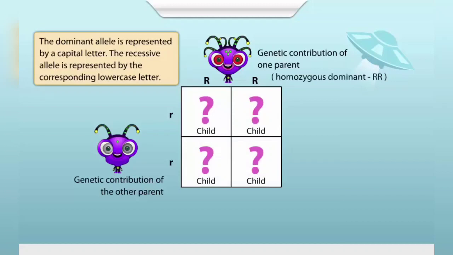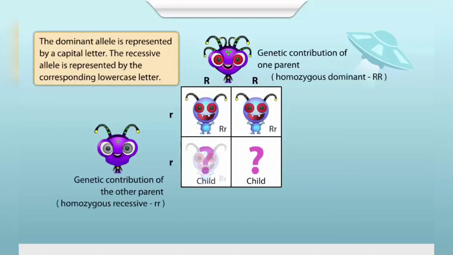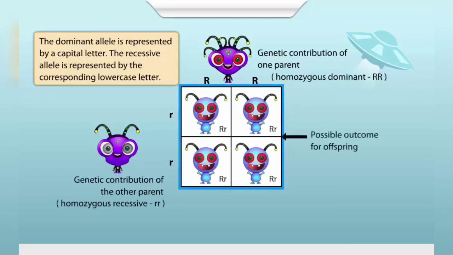If one parent is homozygous dominant and the other is homozygous recessive, the first generation of offspring will receive 1 allele from each parent. In the presence of the dominant allele, the recessive allele will remain masked. Hence, all offspring will have red eyes.